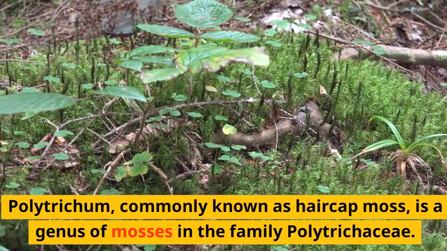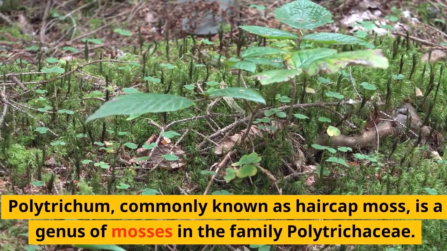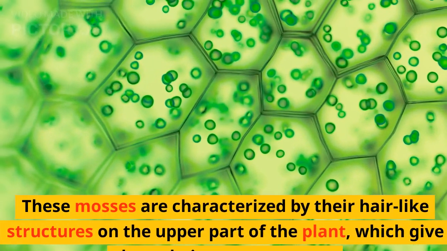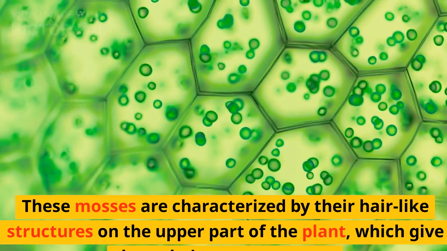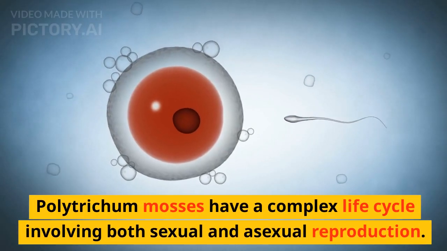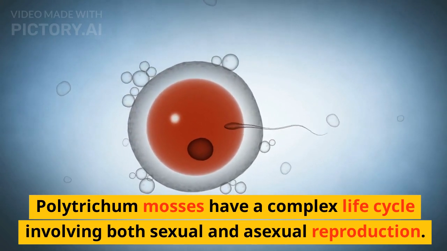Polytrichum, commonly known as haircap moss, is a genus of mosses in the family Polytrichaceae. These mosses are characterized by their hair-like structures on the upper part of the plant, which give them their common name. Polytrichum mosses have a complex life cycle involving both sexual and asexual reproduction.